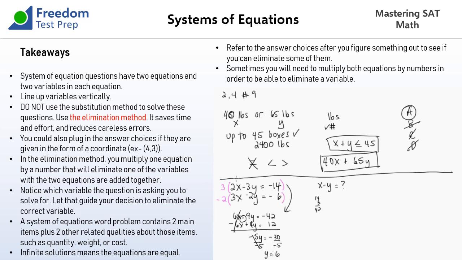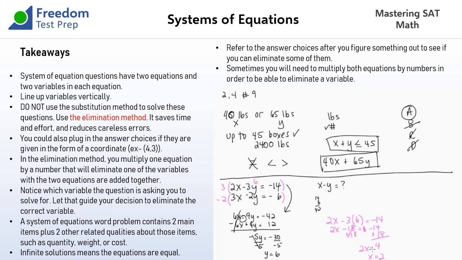Now we can plug 6 back into, let's just put it up here. I'm going to do this in a different color. We've got 2x minus 3 times 6 equals negative 14. Now we can just solve for the x. Oops, that's a negative 14. If we add 18, we're going to get 4. 2x equals 4, x equals 2.